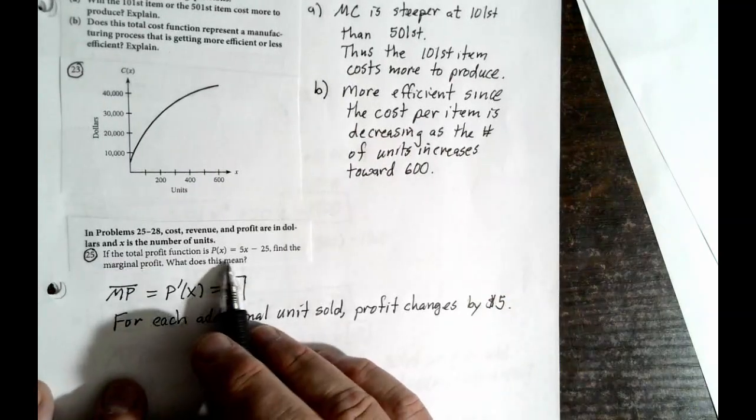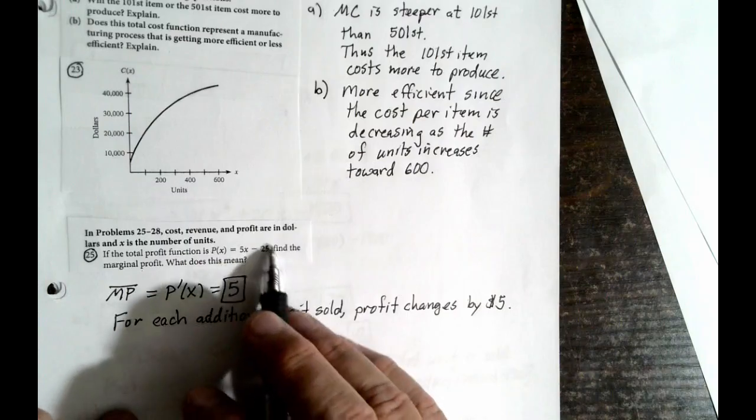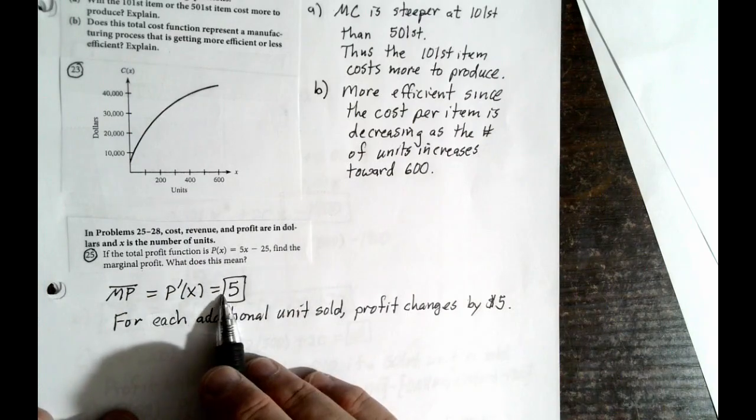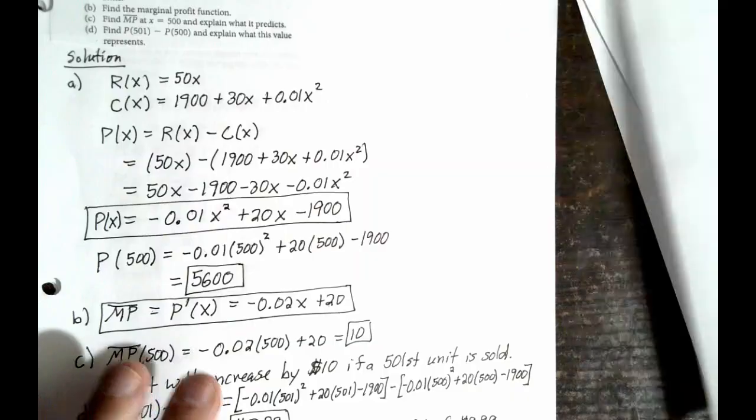25, the total profit function is 5x minus 25. Find the marginal profit, so that's just the derivative of that, which is just 5, which tells you for each additional unit sold, the profit is $5.